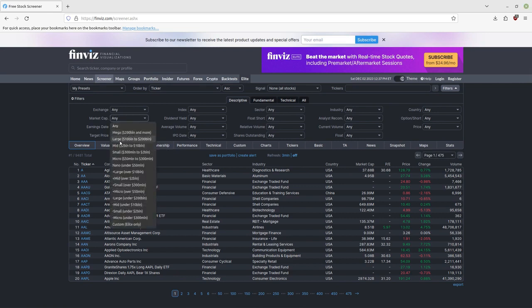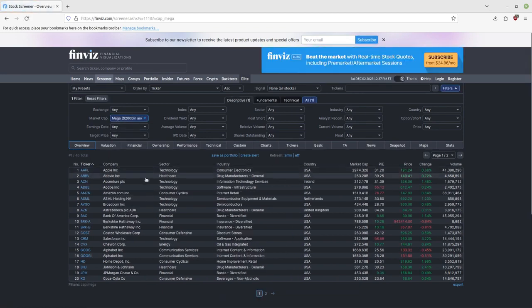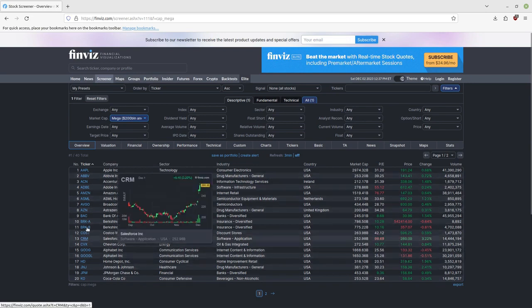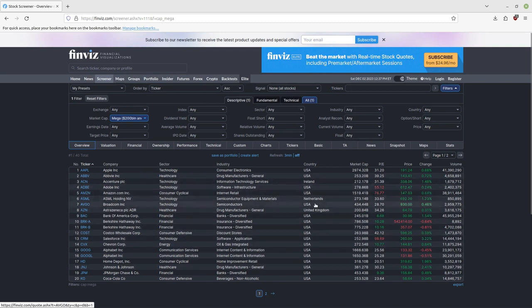So I typically prefer to trade large and mega cap stocks, or companies that are worth $10 billion or more. Market cap is basically you multiply the share price by the outstanding shares, and that gives you your market cap. So that'll be your definition. For this discussion, let's just start out with mega cap stocks, and you can see a list of companies that you probably recognize: Home Depot, Alphabet, Apple. These are all pretty much household names, especially if you live here in the U.S.